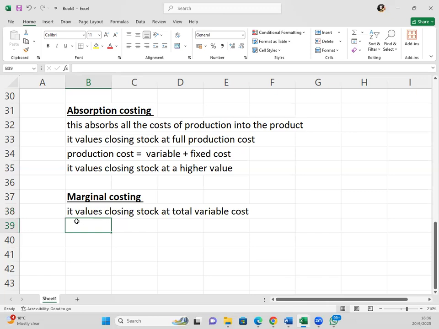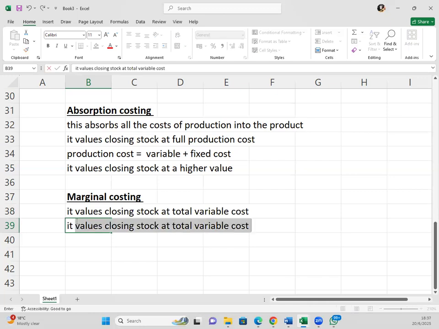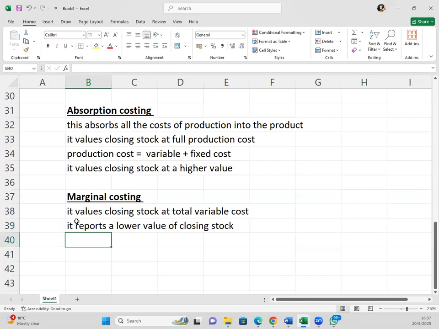If we are valuing closing stock based on variable cost only, it means a lower value of closing stock is reported because the value of closing stock excludes the fixed cost. So it tends to report a lower value of closing stock.